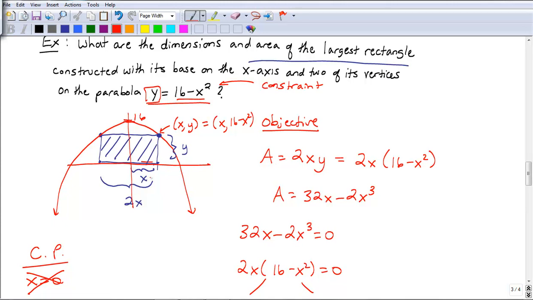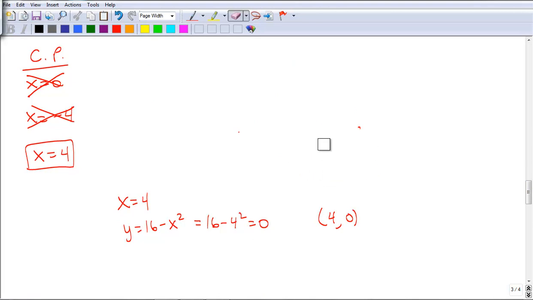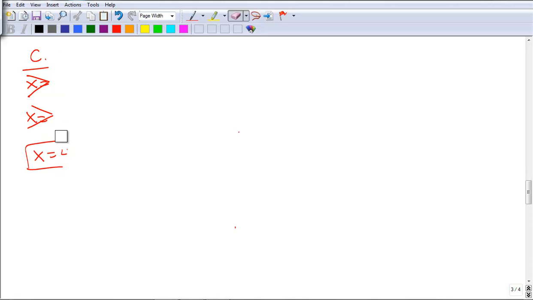So the area is going to be 2x times y, and y is 16 minus x squared. So I have the area, 32x minus 2x cubed. Take the derivative of the area. There's my problem. I have to take the derivative before I do this stuff. No wonder it was working out funny. Mistakes in math. Don't worry, if you make a mistake in math, someone has already made it before you, so it's not like you were the first one.